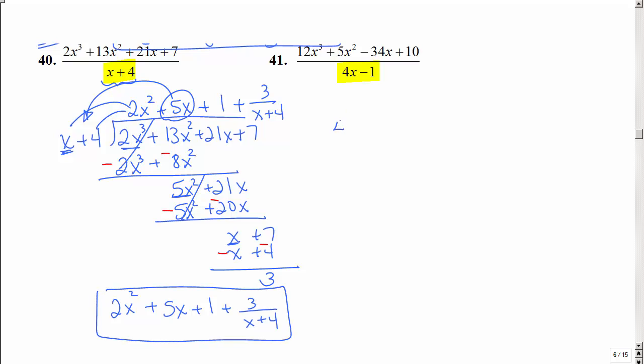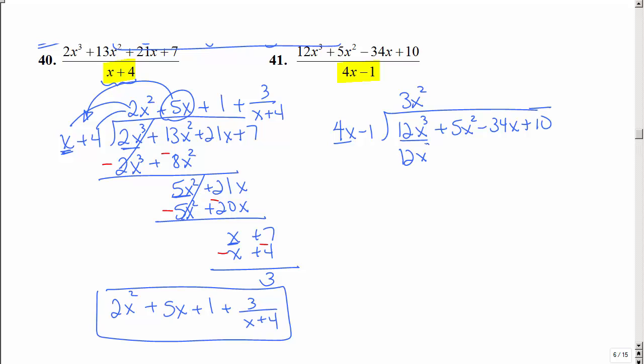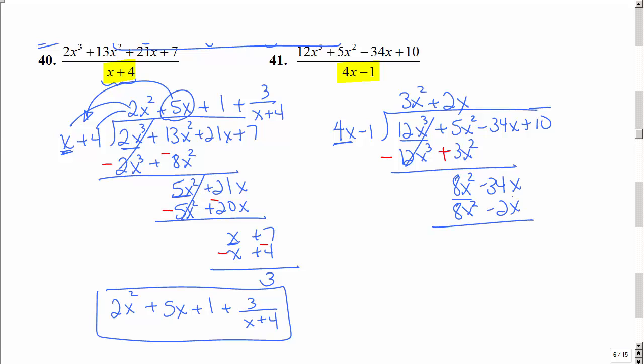Let's do that again. So we have 4x minus 1 into this polynomial. Okay, so divide. That goes in there 3x squared. Multiply. Draw your line and change that sign. Again, that's just subtracting. Bring down your next term. Repeat that process. Draw your line. Change that sign.